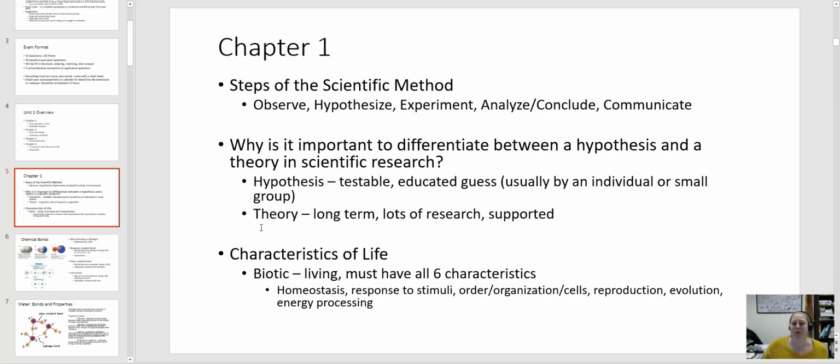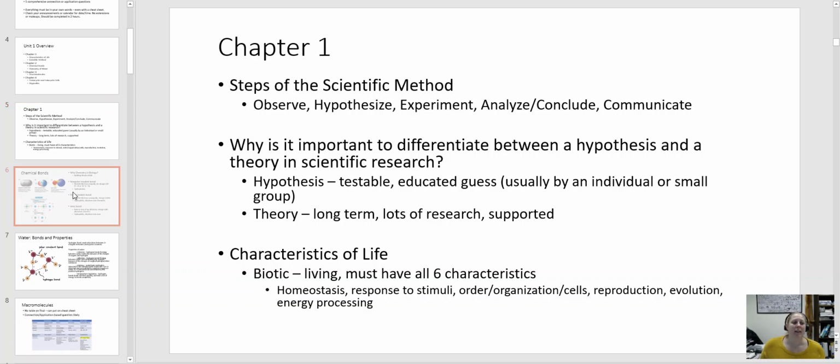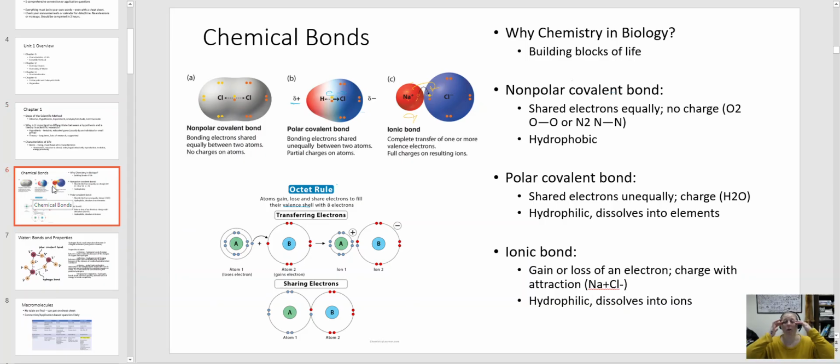So do expect there to be some sort of connection question between the characteristics of life and any of the other units that we've talked about this semester. Okay. Let's refresh chemical bonds. Everyone always, again, you hear chemistry and your brain kind of shuts down. I get it. But remember, chemical bonds play a really big role in that biological organization of life.